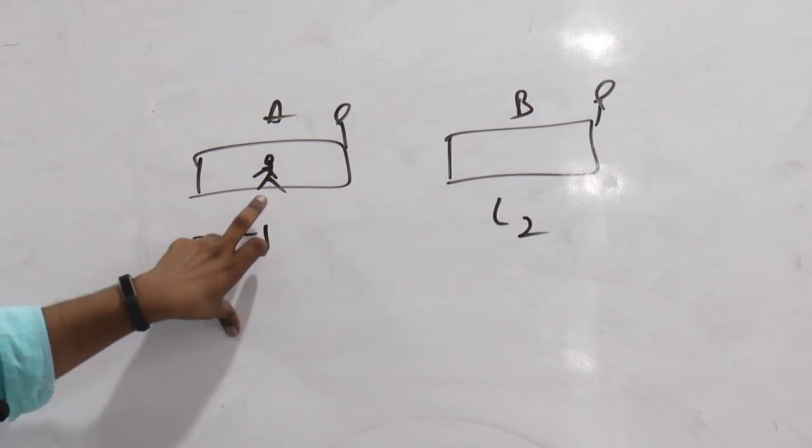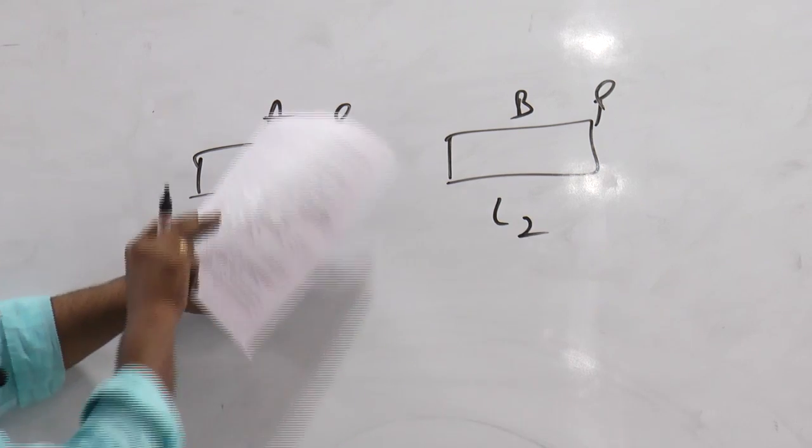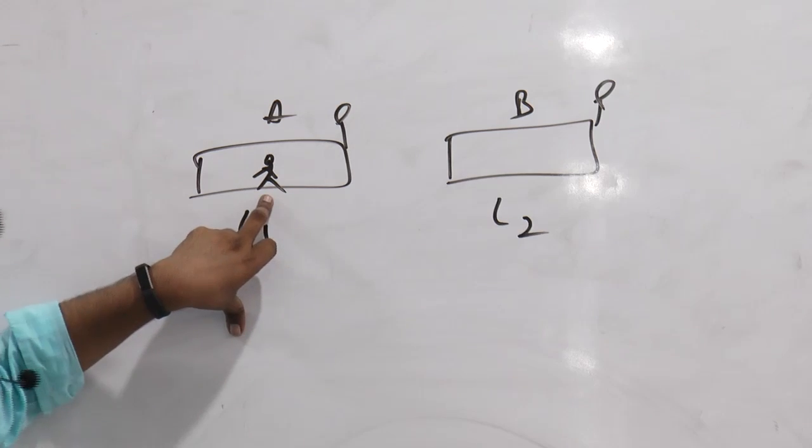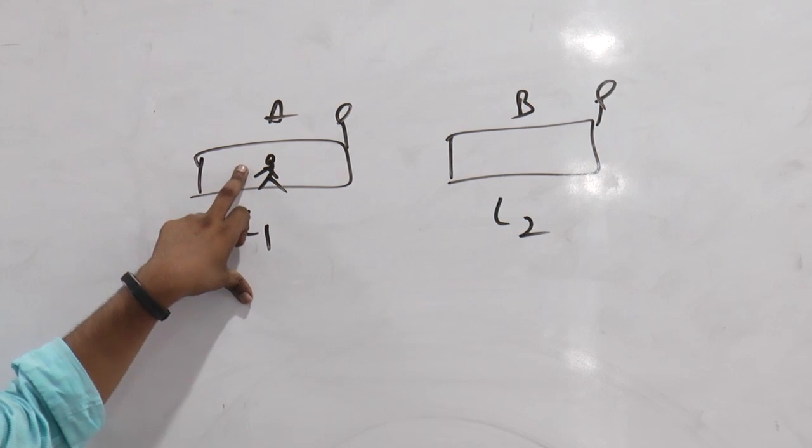Right. So, if a person who is sitting in train A observes he crossed train B, what is relative speed in that case?